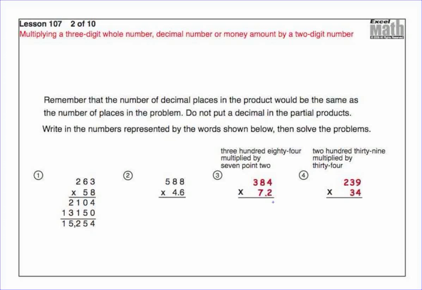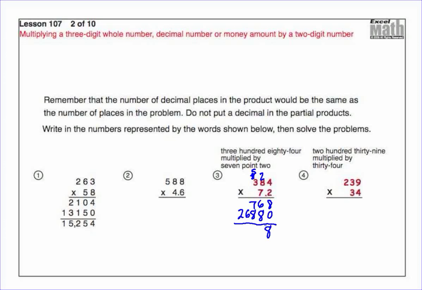Here's how you actually solve them. Check your paper as I'm doing it here. 4 times 2 is 8. 8 times 2 is 16. Carry the 1. 3 times 2 is 6, plus 1 is 7. Put a placeholder in. 4 times 7 is 28. Carry the 2. Oh, forgot to scribble out my 1 there. 8 times 7, 56, plus 2, 58. Carry the 5. 3 times 7, 21. 21 plus 5 is 26.